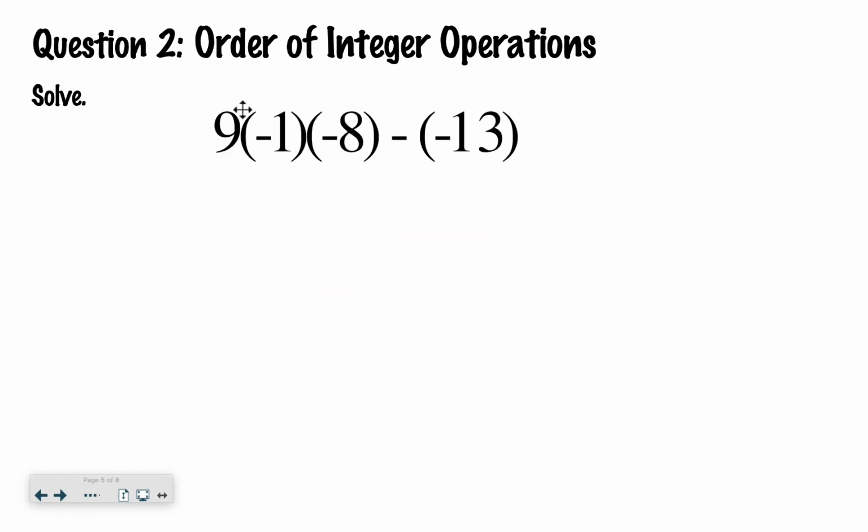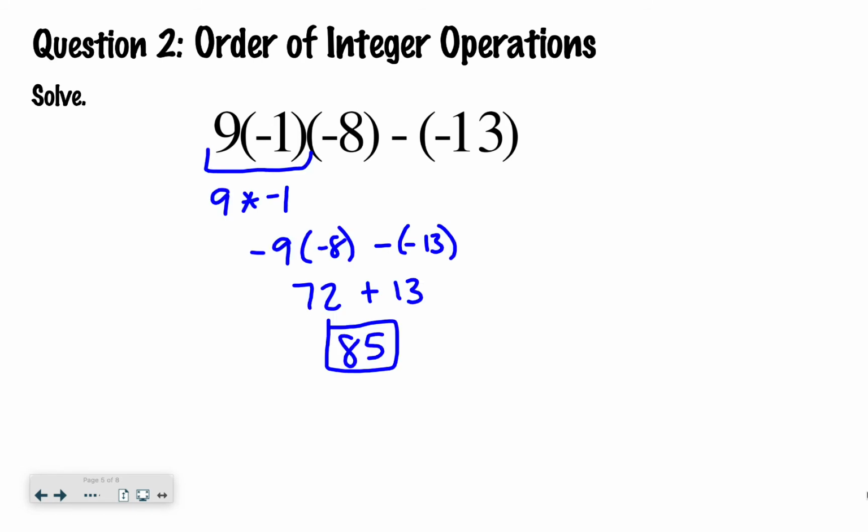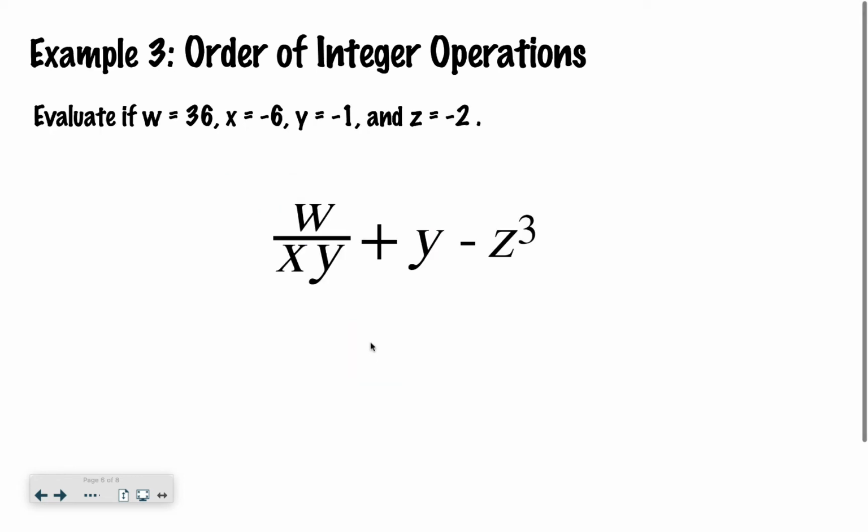All right, I want you to solve this one on your own. Good luck. All right, for this problem, hopefully you started with 9 times negative 1, which is negative 9, and then did negative 9 times negative 8. Negative times negative is positive, and 9 times 8 is 72. And that minus a negative becomes a plus. So 72 plus 13, that is 85. If you have questions about that, please be sure to ask for some help.